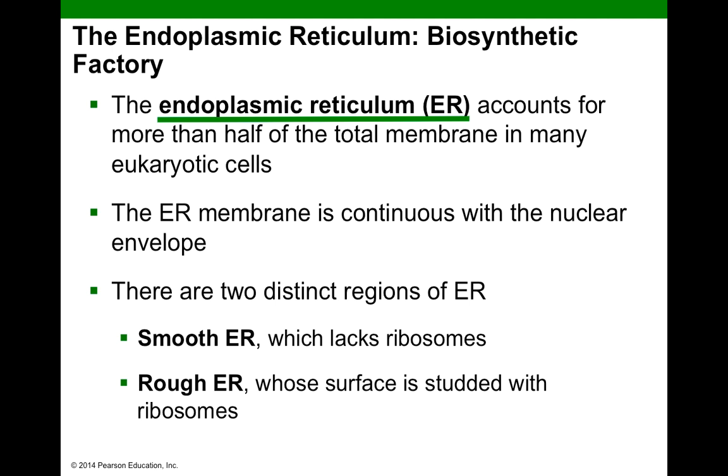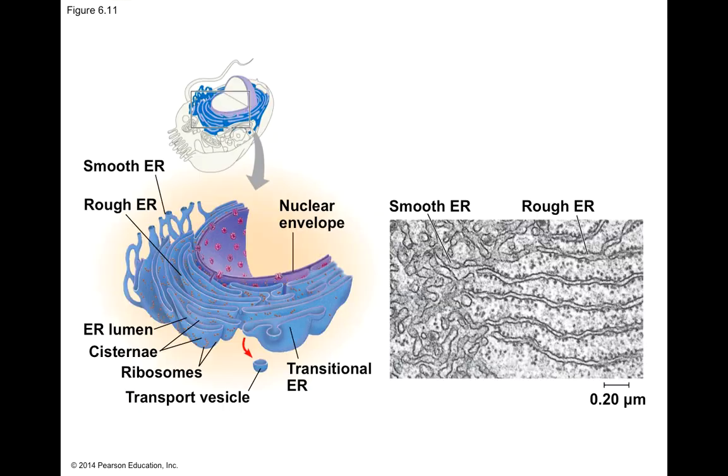The endoplasmic reticulum, or ER for short, is continuous with the nuclear envelope. So the ER is located right next to the nucleus. There are two regions of the ER, smooth and rough ER. The main difference between the two structurally is that smooth ER does not have ribosomes attached to the surface, where the rough ER does. And that will give each type of ER different functions in the cell. So let's look at a picture of the ER.